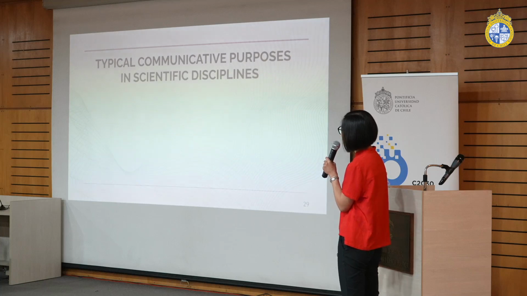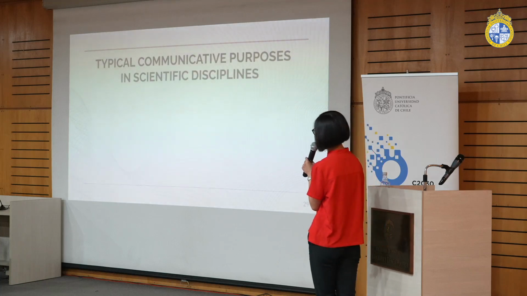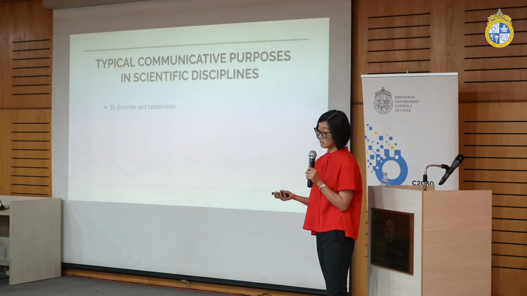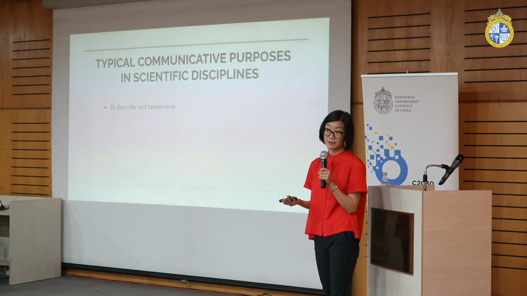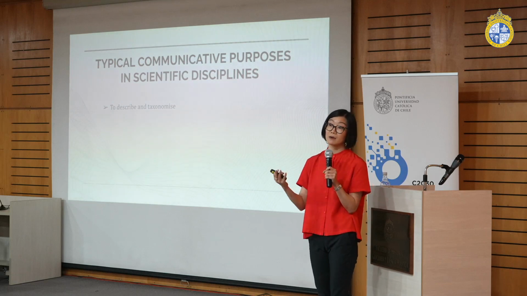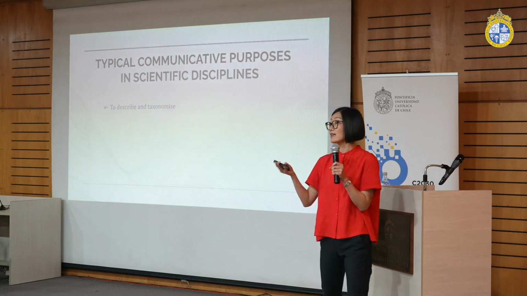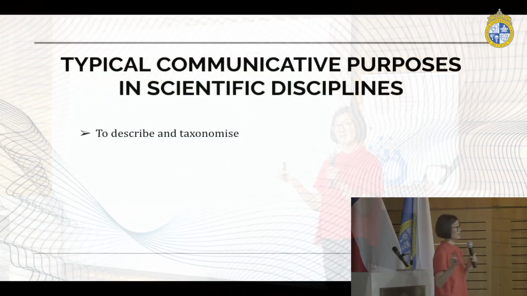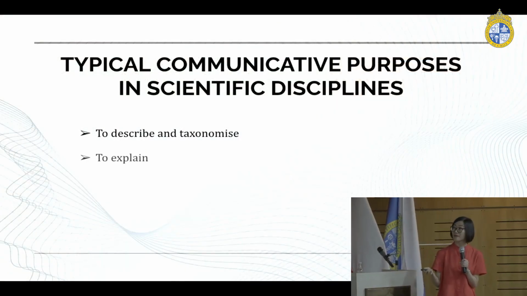Now, what are the typical communicative purposes in scientific disciplines? In science, we typically describe and taxonomize. We need to describe the phenomenon, and scientists, like linguists, we love categorizing things, right? We taxonomize things. To explain, we want to know the cause-effect relationship behind the phenomenon. We actually want to generalize the causality, right?